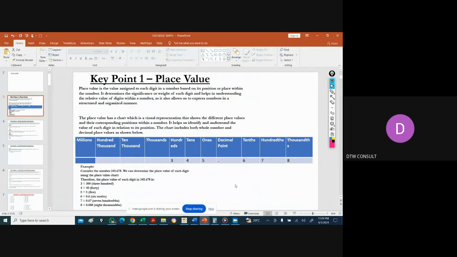Okay, so we're starting with maths today. And we're starting from the beginning. We're looking at the first point of contact with maths. It's your place value. Understanding how numbers are numbered and their value on the place value table.